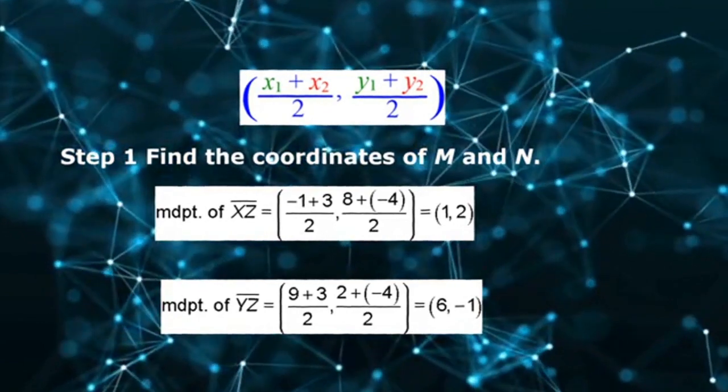Also to find the coordinate of N, which is the midpoint of YZ, it's (9 plus 3) over 2, and (2 plus -4) over 2, simplify to get (6, -1).